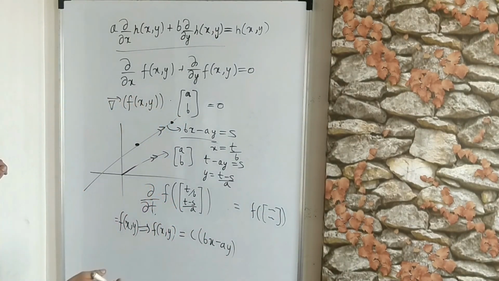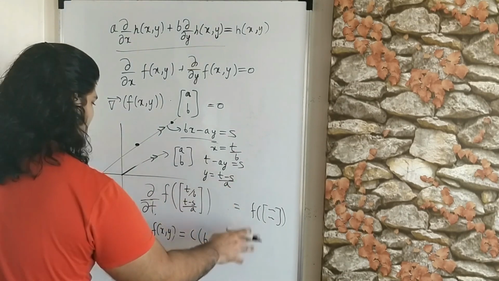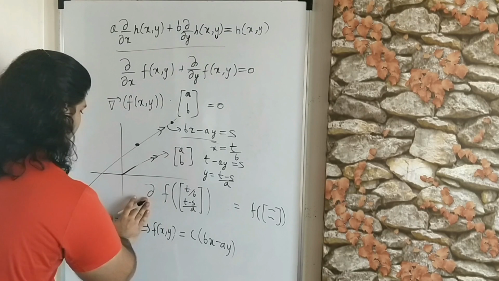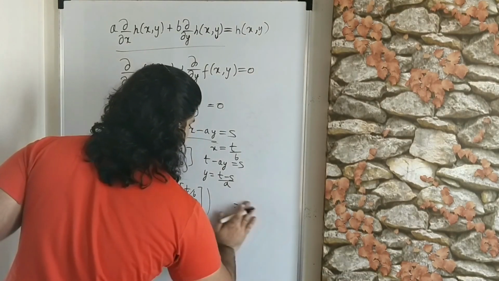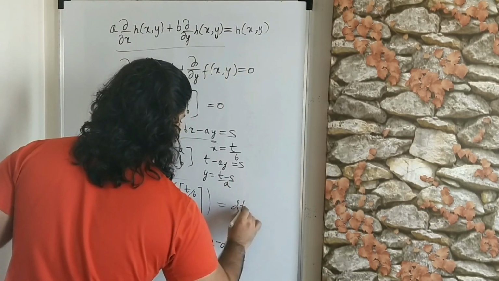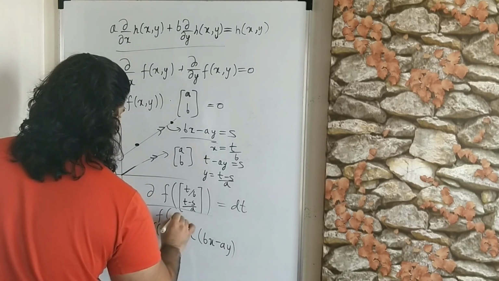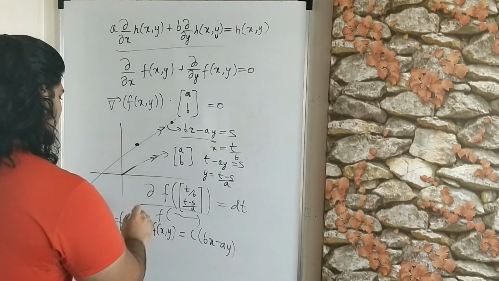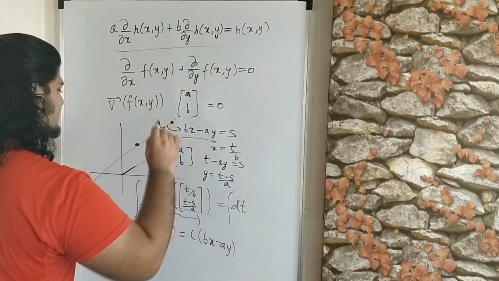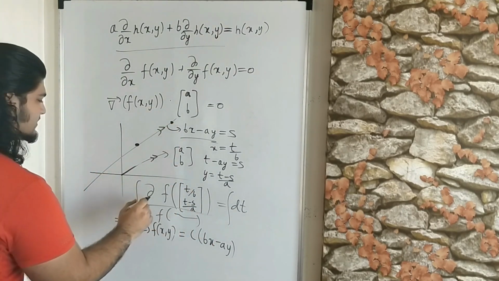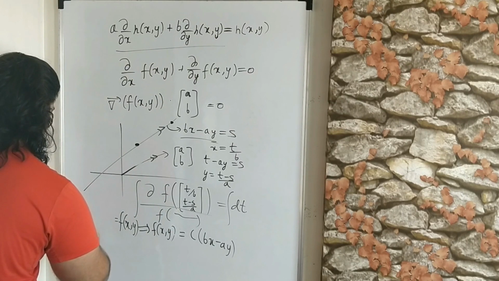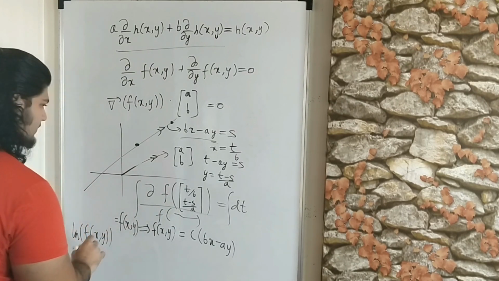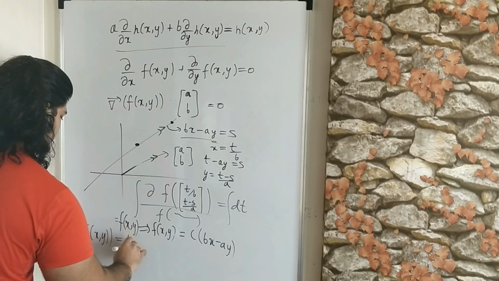It doesn't really matter. And now what we'll do is we'll divide both sides by this thing and we'll multiply both sides by dt. So this is equal to dt and divided by f of blah blah blah. And now we can integrate both sides, because if we integrate these two, then this is just ln of f of xy, and that is equal to t.